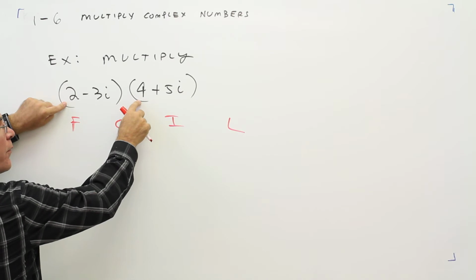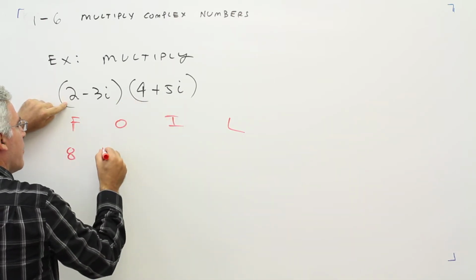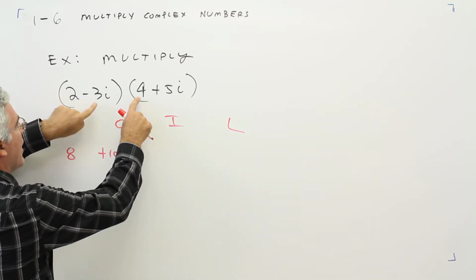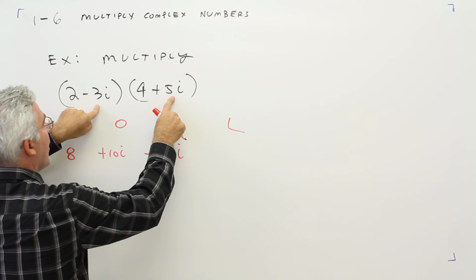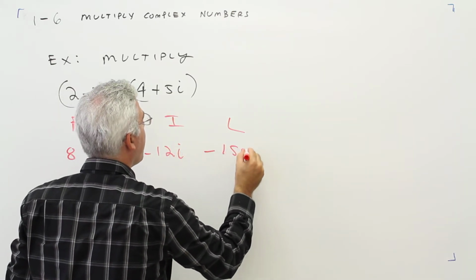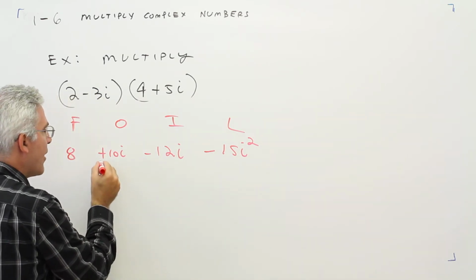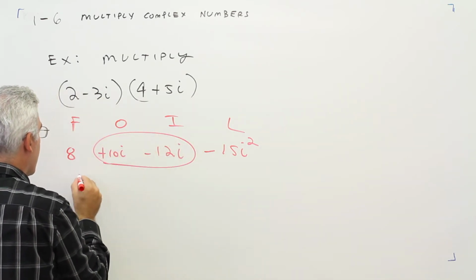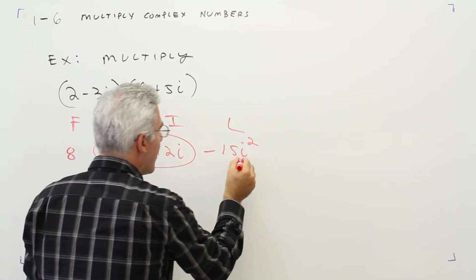Okay, first times first, 8. Outer times outer, plus 10i. Inner times inner, minus 12i. Last times last, minus 15i squared. All right, combining like terms, I've got 8 minus 2i.